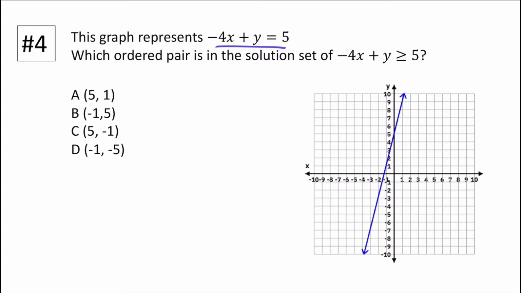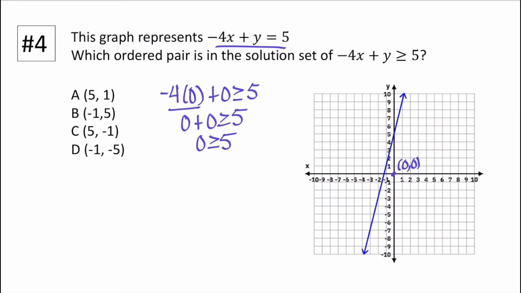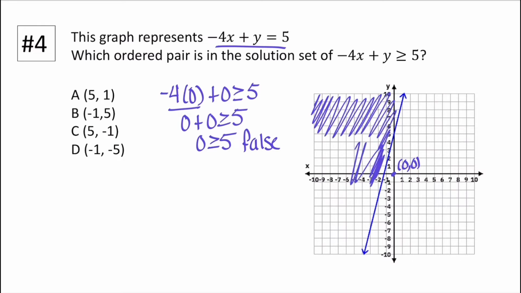So one way is to find the test point. Remember, we like to use 0, 0 as our test point, and that will help you determine which region to shade. If you plug in 0, 0, you get negative 4 times 0 plus 0 is greater than or equal to 5. Negative 4 times 0 is 0, 0 plus 0 is 0, so 0 is greater than or equal to 5. That is false. So I'm going to shade the part of the graph that is away from 0, 0, which is everything on this side of my line.